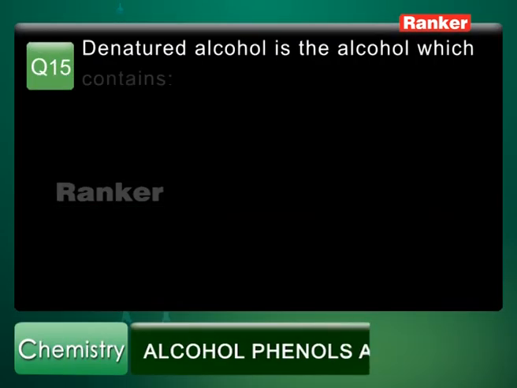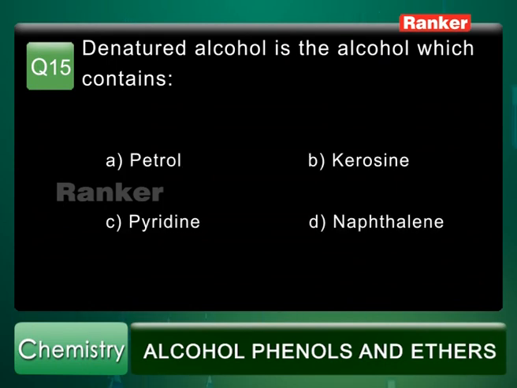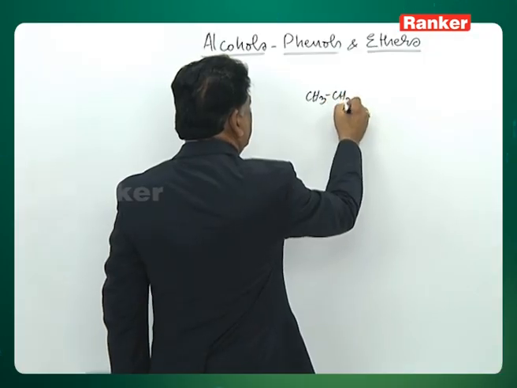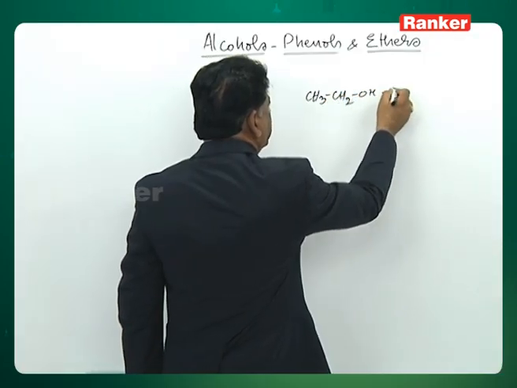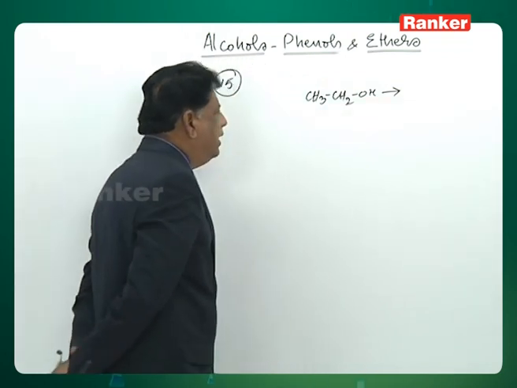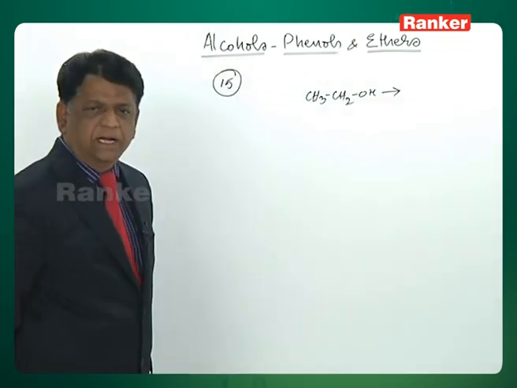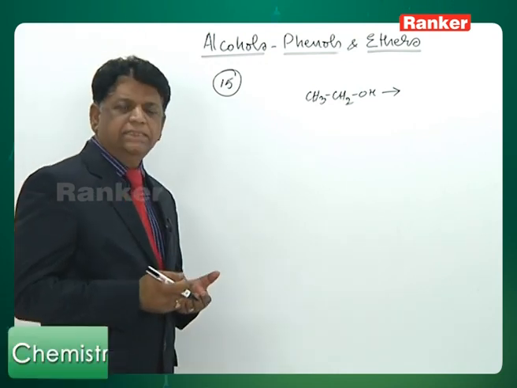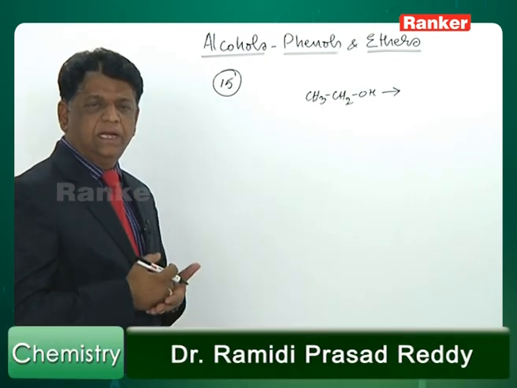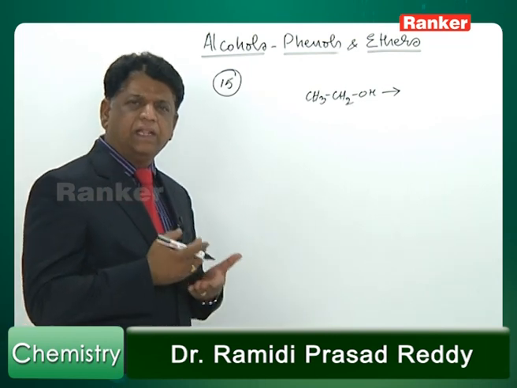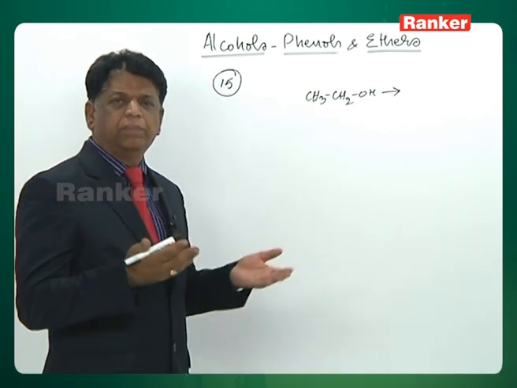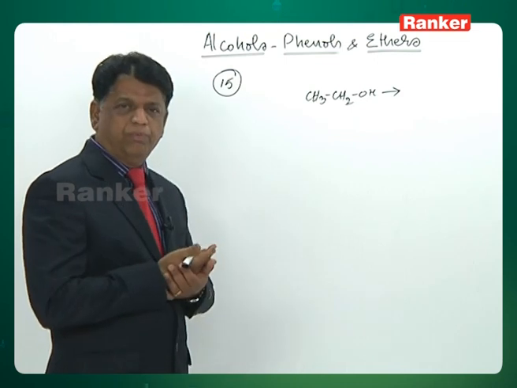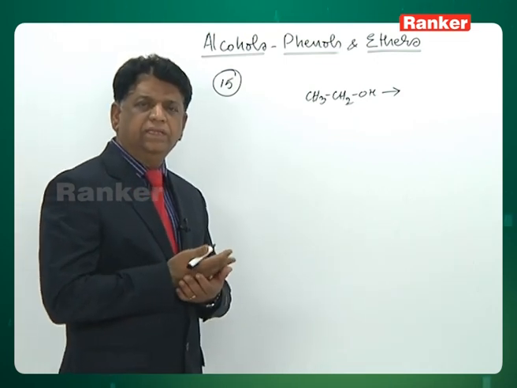Denaturated alcohol is the alcohol which contains... Here the alcohol refers to the ethyl alcohol. Ethyl alcohol is the one which people drink as a liquor. In fact, this liquor is supplied to different industrial companies, but during that supplying it may be misused by the carriers and others.